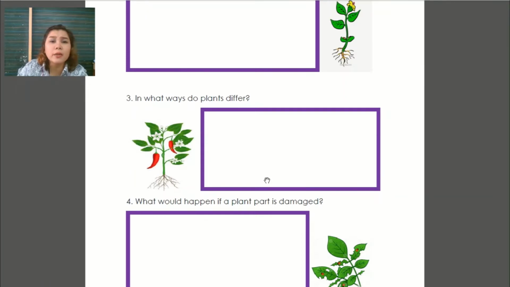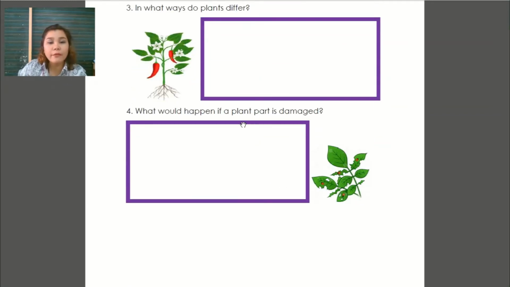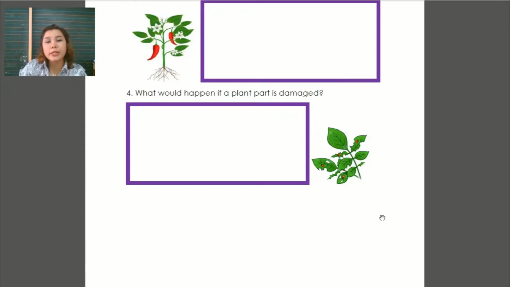So it's like the one that we did with the body parts, growth of plants, or yung growth of animals, yung different parts of the animals. We also compare them. So this is what we have to do with plants. Kagaya din with human body. We also had a lesson on comparing. So ito naman, it's about plants. And then number 4, what would happen if a plant part is damaged? So anong mangyayari? Only short answer.